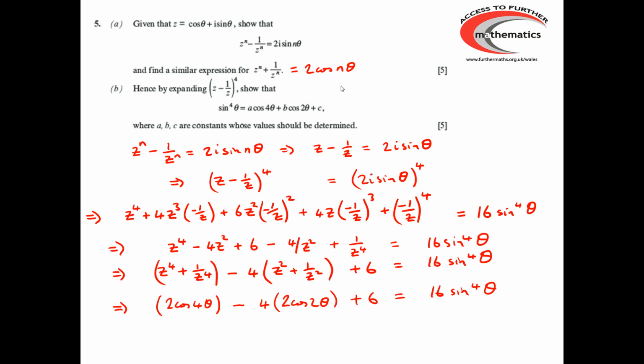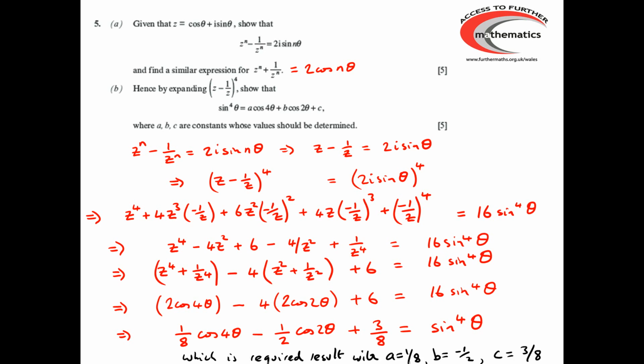So we're very close to the expression we want. We want to show that sine to the 4 theta is equal to something, so we need to divide through by 16. Dividing through by 16, we obtain 1/8 cos 4 theta minus a half cos 2 theta plus 3/8 is sine to the 4 theta, which is exactly what we want with A equals 1/8, B equals minus a half, and C equals 3/8.